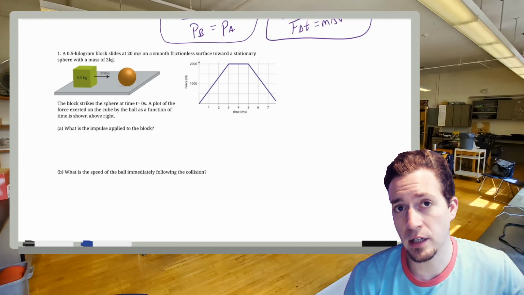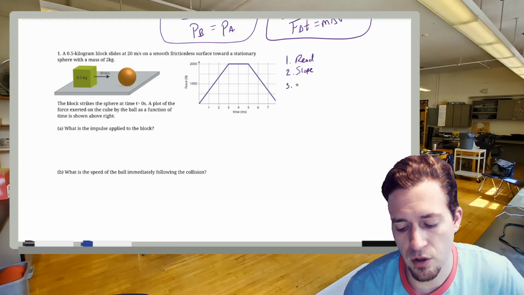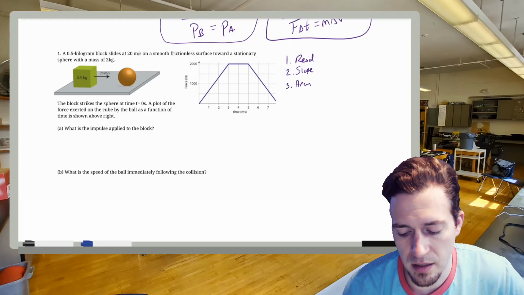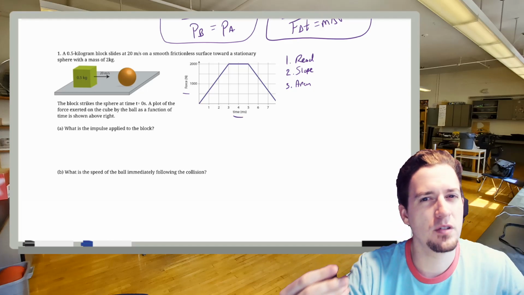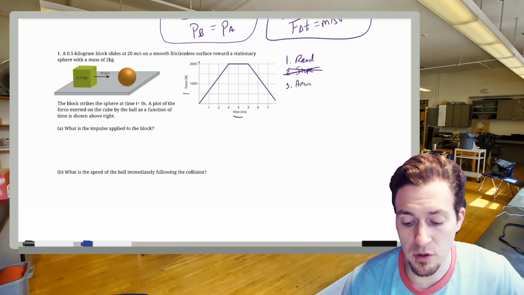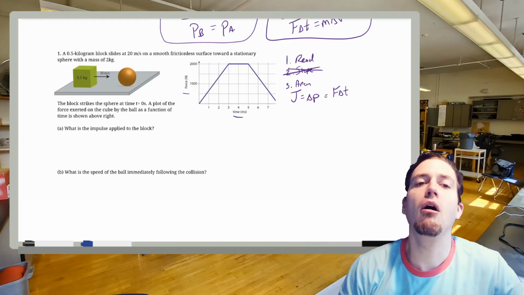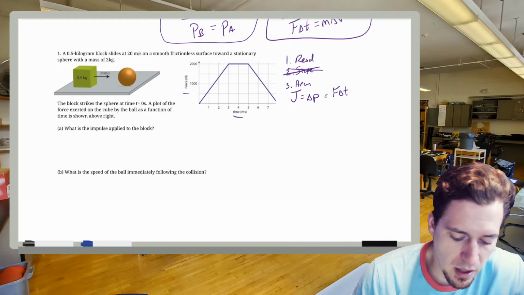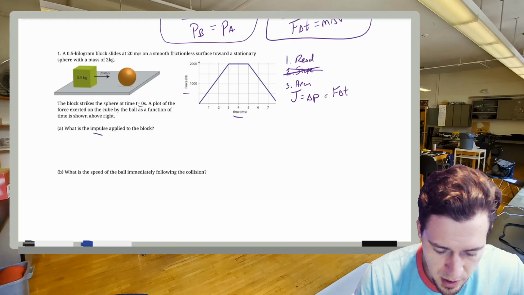Now, a reminder with graphs, any and all graphs: the first thing we do is read, the second thing we do is slope, and the third thing we do is area. Looking at this graph, reading it would give me forces and times. Sloping it would give me force divided by time, which doesn't sound very good. But area would give me force multiplied by time, and I know that impulse is FAT. So that's probably what I'm going to do here. It says the block strikes at T0 on the graph, and the first question they want me to do is, what's the impulse?